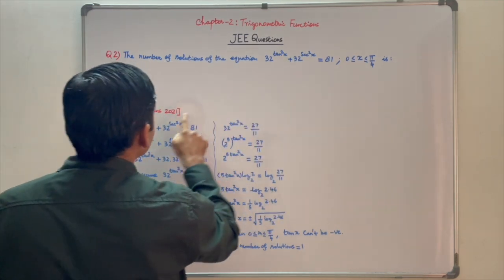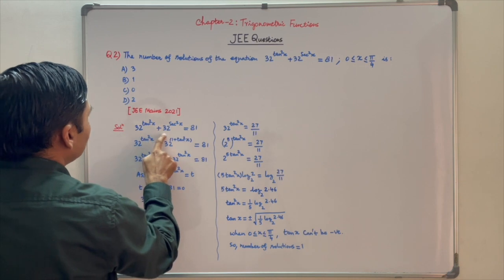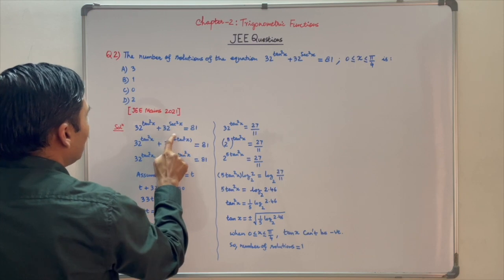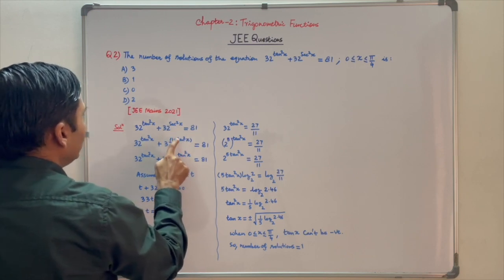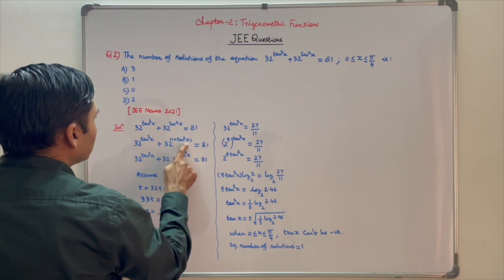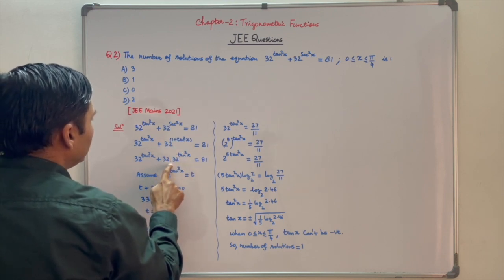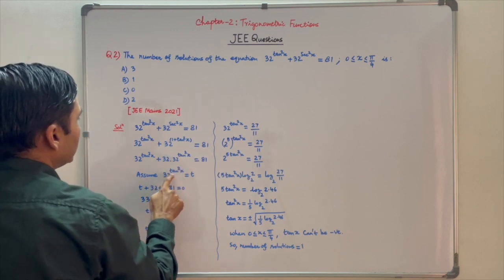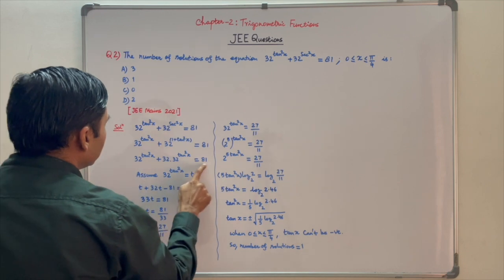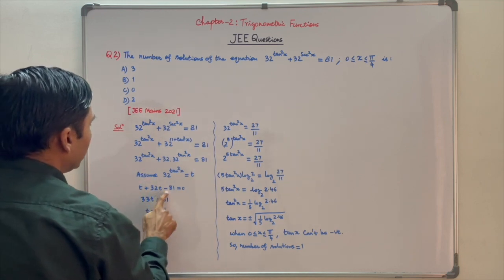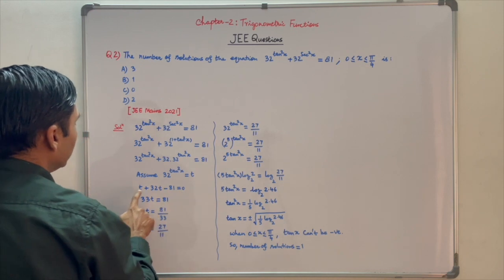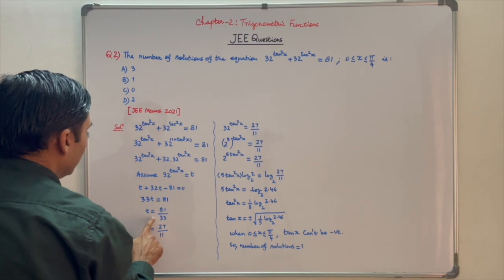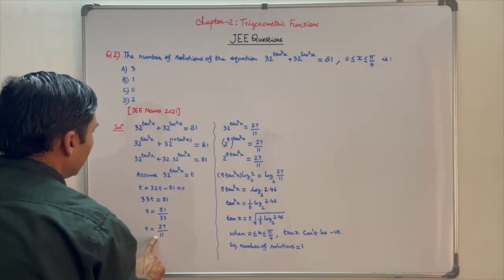The given equation is 32 to power tan square x plus 32 to power sec square x is equal to 81. We can write sec square x as 1 plus tan square x. Now we can split 32 to power 1 plus tan square x as 32 to power 1 into 32 to power tan square x. Now assume 32 to power tan square x is equal to t. So this equation becomes t plus 32t minus 81 is equal to 0 or 33t is equal to 81 or t is equal to 81 by 33 or t is equal to 27 by 11.